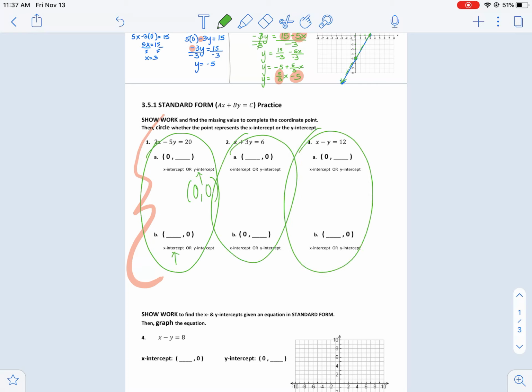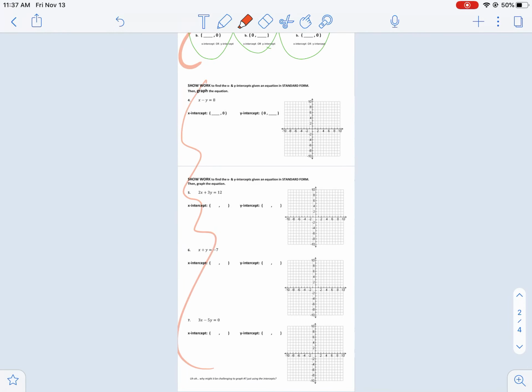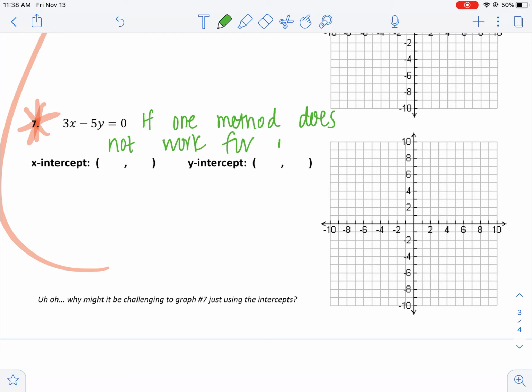All right, I need you to tell me based off what you found, if it's an x or a y intercept. All righty. And then when you get to graphing is where you can do whatever method you want. All right, when you get down to 7, here, if one method does not work for you, meaning you don't get a line on your graph, okay, try the other method. Okay, so if the 0, 0 does not work, you must rearrange.